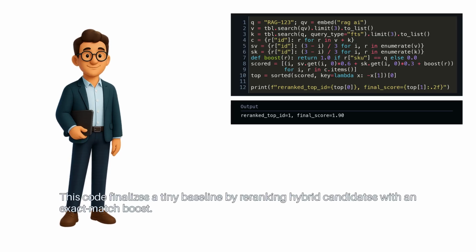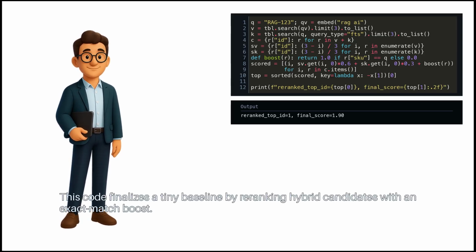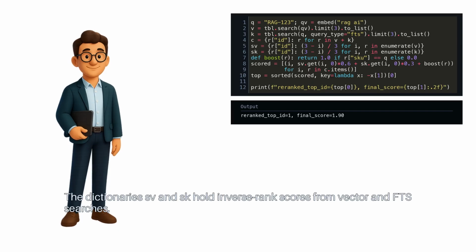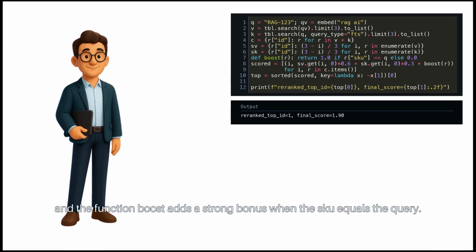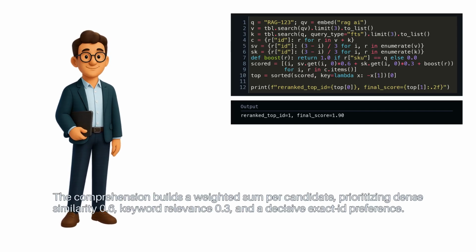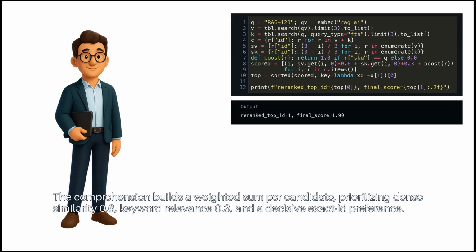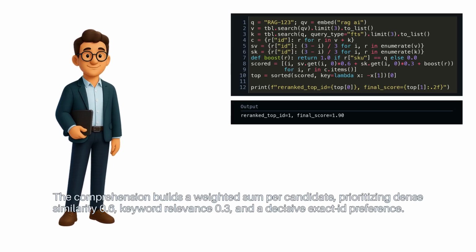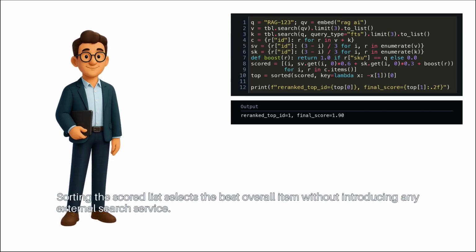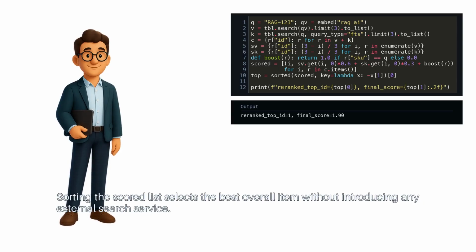This code finalizes a tiny baseline by re-ranking hybrid candidates with an exact match boost. The dictionaries SV and SK hold inverse rank scores from vector and FTS searches, and the function boost adds a strong bonus when a SKU equals the query. The comprehension builds a weighted sum per candidate, prioritizing dense similarity 0.6, keyword relevance 0.3, and a decisive exact ID preference. Sorting the scored list selects the best overall item without introducing any external search service.